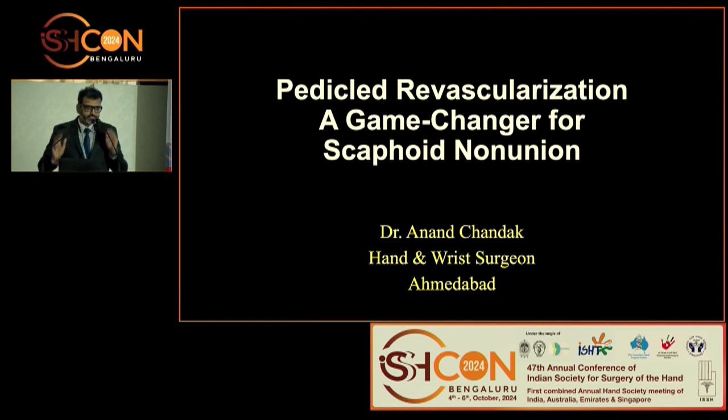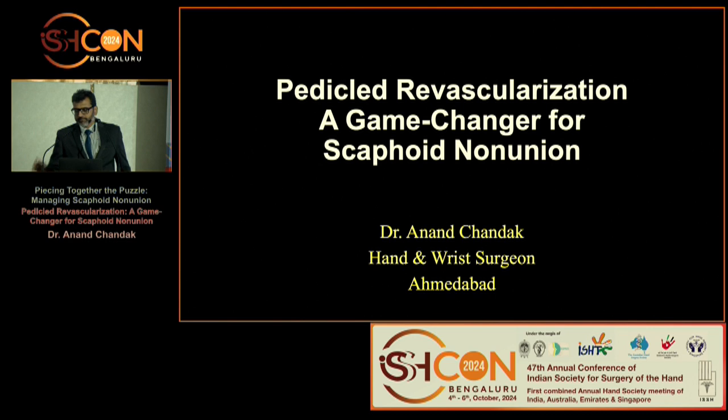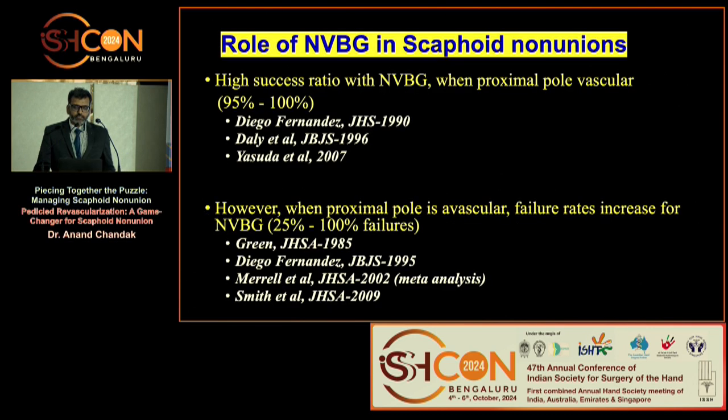Thank you, chairpersons. First of all, I would like to thank the organizers of the IFCON for giving me this opportunity. And everybody in the hall, I think, would agree that non-vascularized bone grafts for the scaphoid non-unions are a time-tested technique, and they have consistently achieved significant union rates, close to 95 to 100%, and over a period of different eras and different studies, they have shown this. But this is particularly when the proximal pole was vascular.